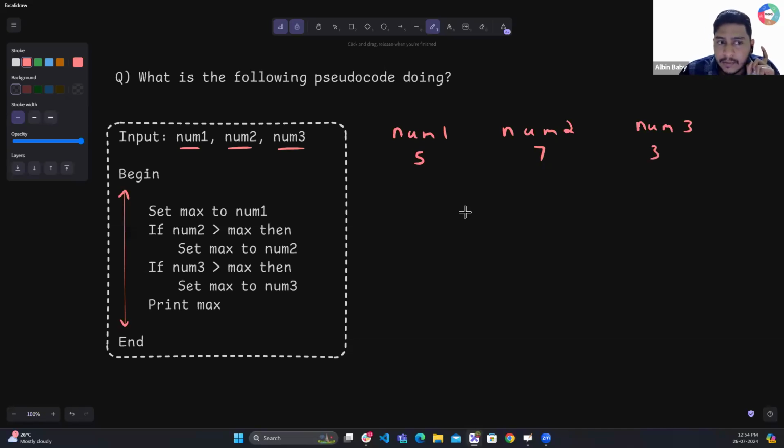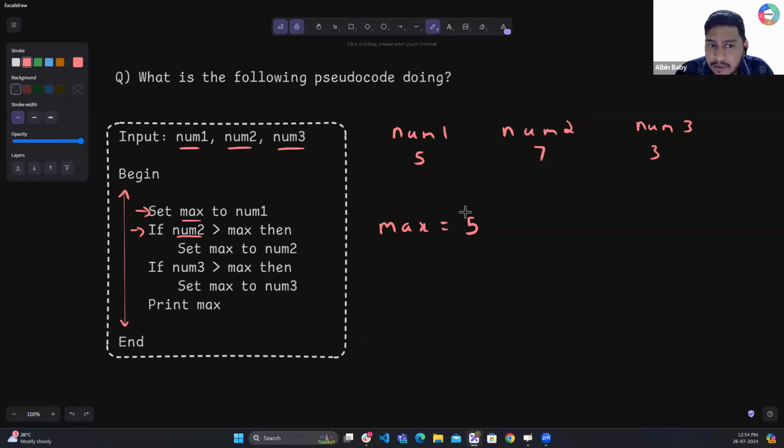Initially you are setting max. You have one more variable, that is max. Set max to num1. What is num1? Exactly. So max equals 5. Clear? Step 1.